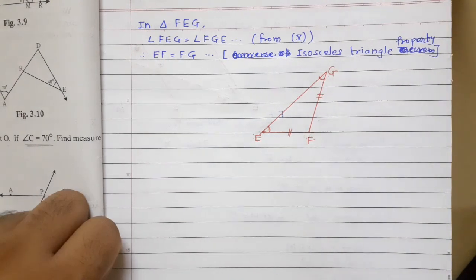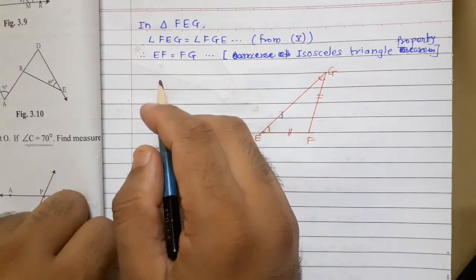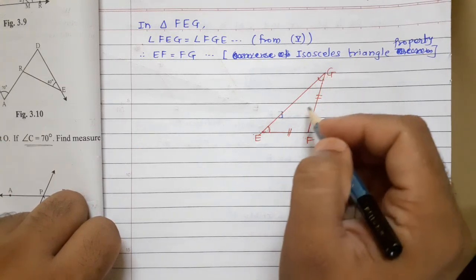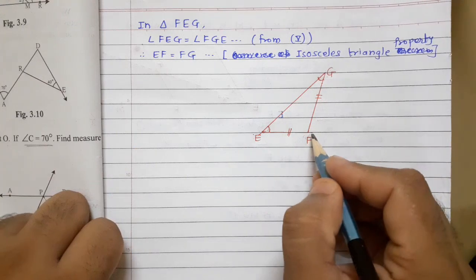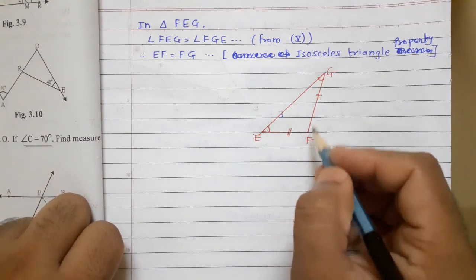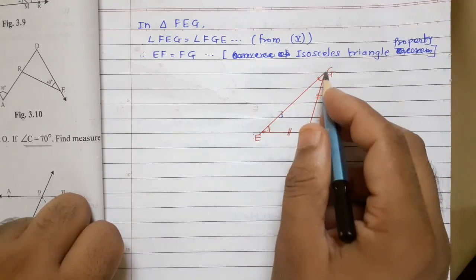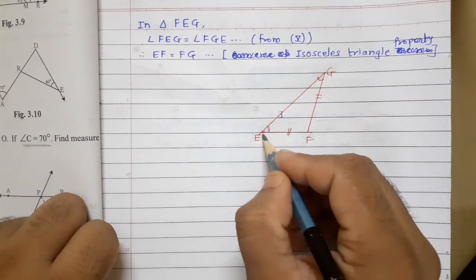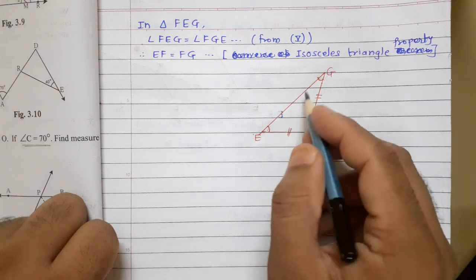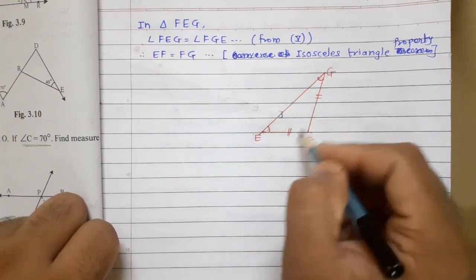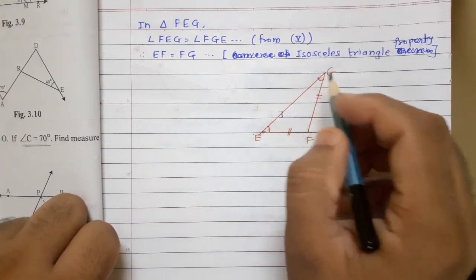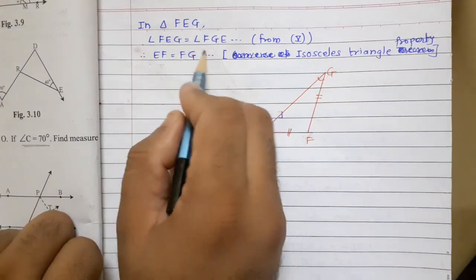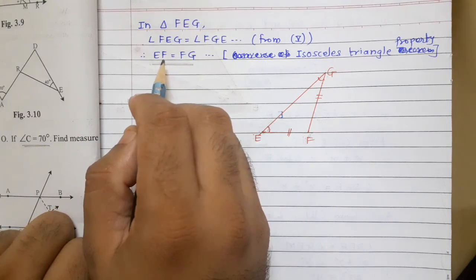Then by the property of an isosceles triangle, if two angles are equal, then their opposite sides are also equal. See, angle FEG's opposite side is FG and angle FGE's opposite side is EF. So angle FEG and angle FGE are equal, then their opposite sides are also equal. This is the isosceles triangle property. So we can write EF is equal to FG. It is the required second proof.